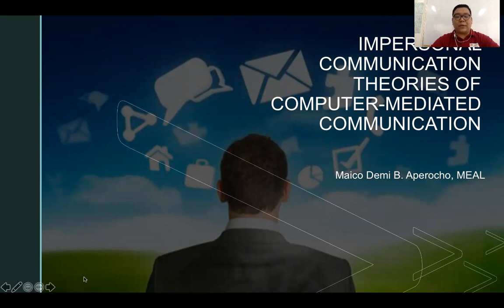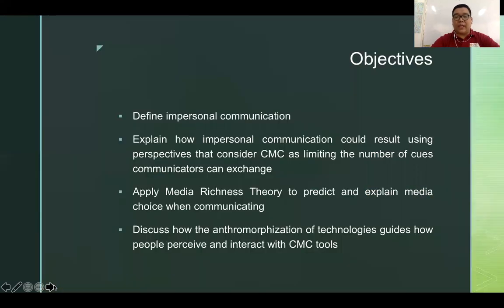Now, in the previous video lectures, I already gave introductory concepts pertaining to computer-mediated communication and its functions in society. This time, it's better to have a deep understanding of computer-mediated communication from various theories that we can use to intensify our understanding of the various contexts of computer-mediated communication, tracing from history up to the present. So for the objectives in this discussion, the first one is to define impersonal communication.